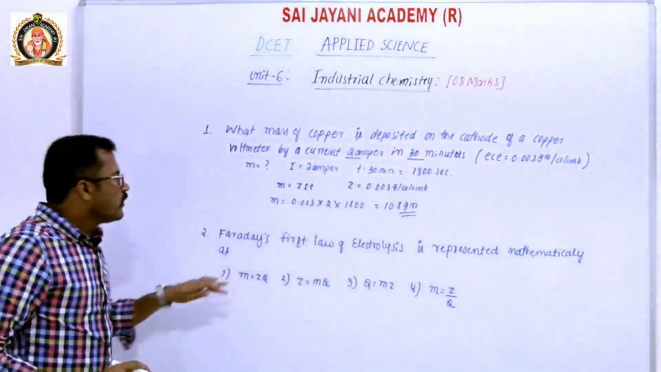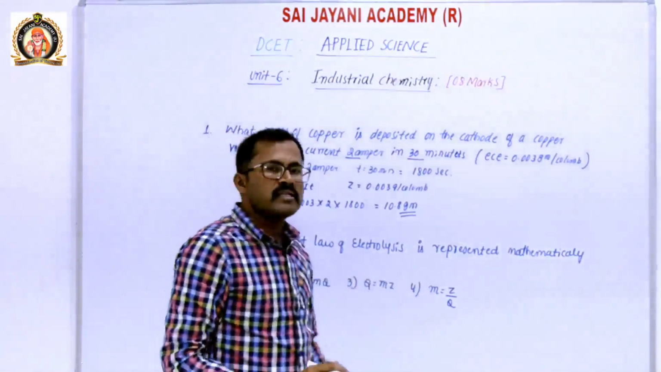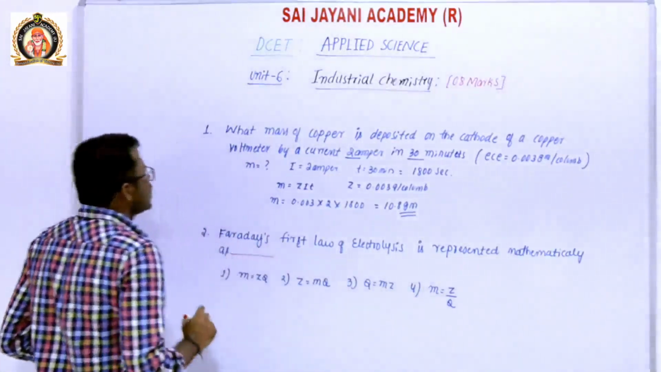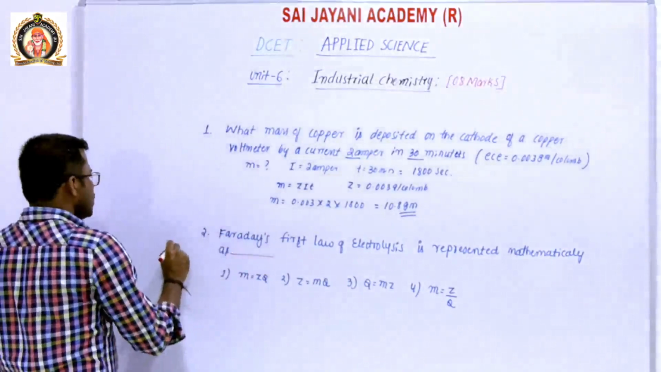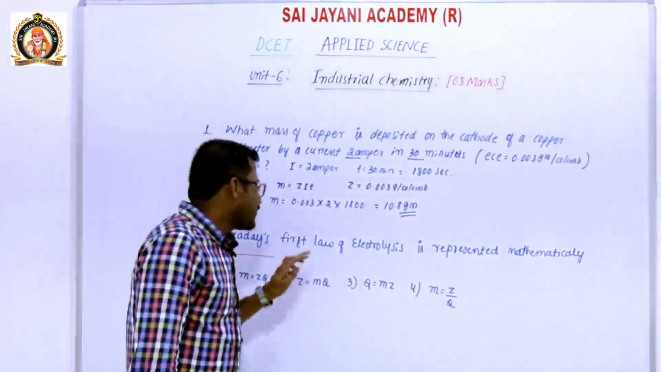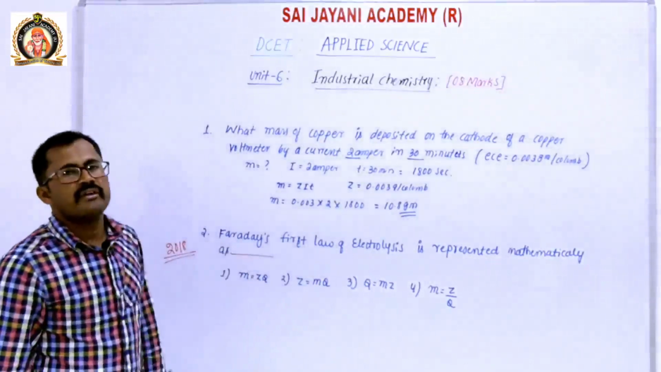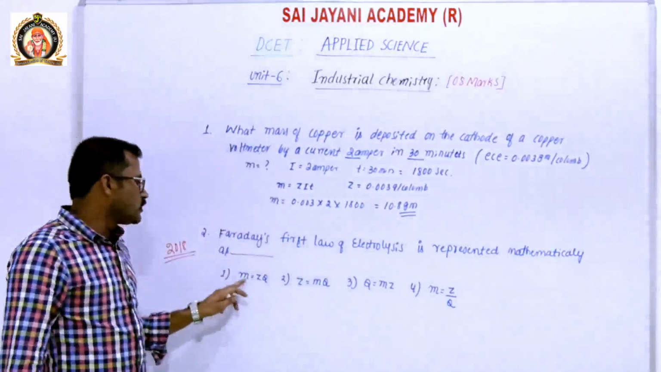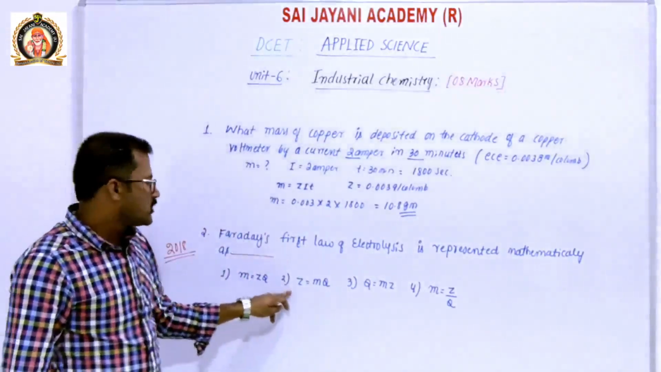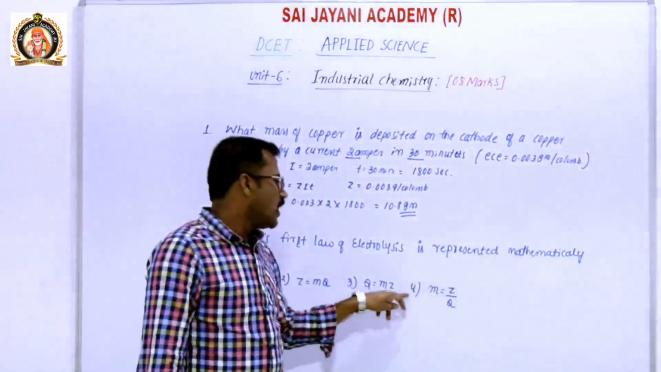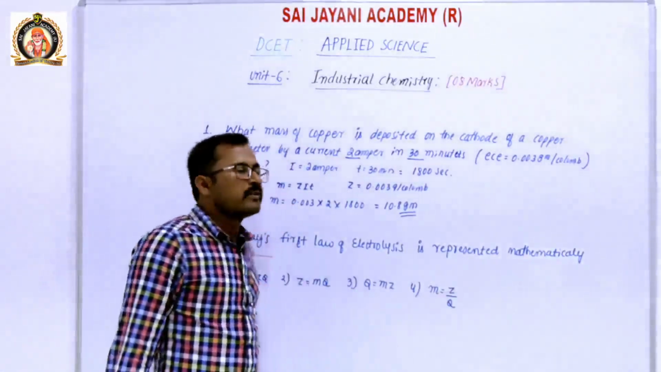Next question: Faraday's first law of electrolysis is represented mathematically as dash. This question was asked in the 2018 DCET question paper. Option 1, M is equal to Z into Q. Option 2, Z is equal to M into Q. Option 3, Q is equal to M into Z. Option 4, M is equal to Z by Q.